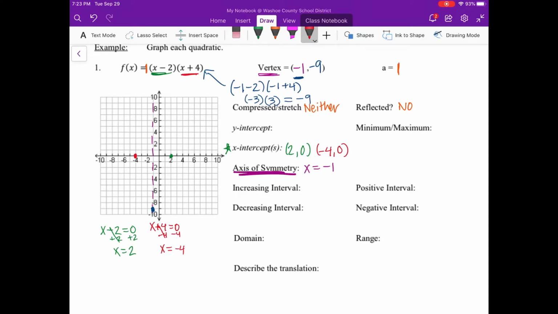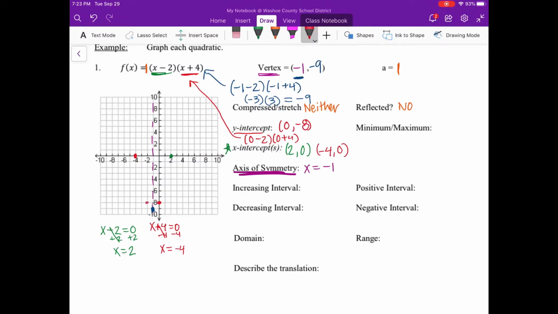Next, to find the y-intercept, I know that the y-intercept is where the x value is 0. So again, I'm going to take my original function right there. And for every x, I'm just going to substitute in a 0, which leaves me with -2 times 4, and that is -8. So that is my y-intercept.